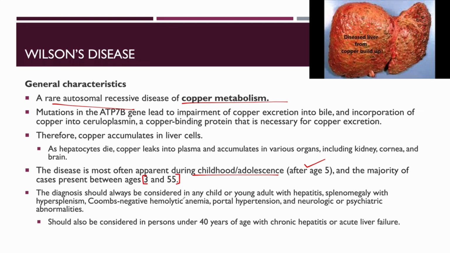Pretty much any kid that comes in with acute hepatitis or splenomegaly or hypersplenism, Coombs negative hemolytic anemia, any of those things, you should look for Wilson's disease. You should also look for it in any person under 40 years of age with chronic hepatitis or acute liver failure.